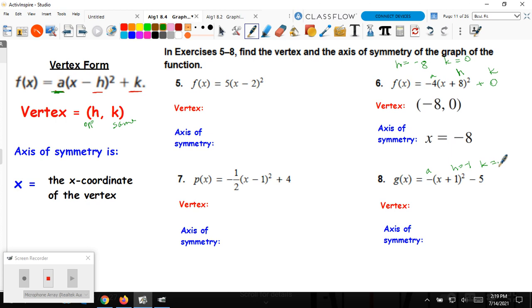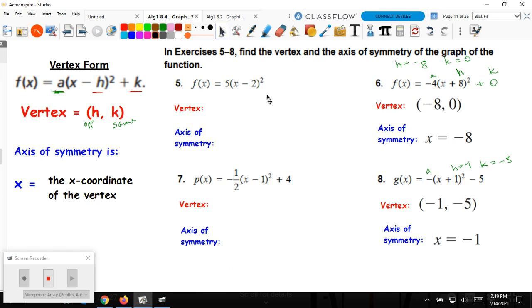The K on this one is exactly what it is. It is a negative 5. So your ordered pair there should be negative 1 comma negative 5 for the vertex. And then your axis of symmetry is going to be x equals negative 1. All right, so that's simple. So go ahead and pause the video. Do the same thing for 5 and 7 and just identify the vertex and axis of symmetry of each one of those. And then play it to check your answers.